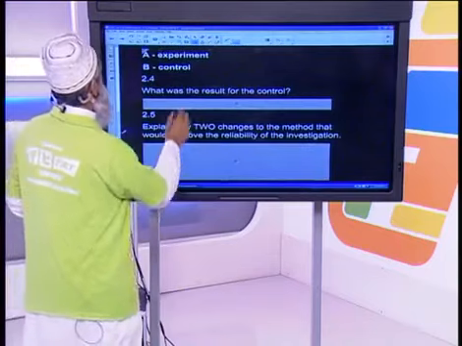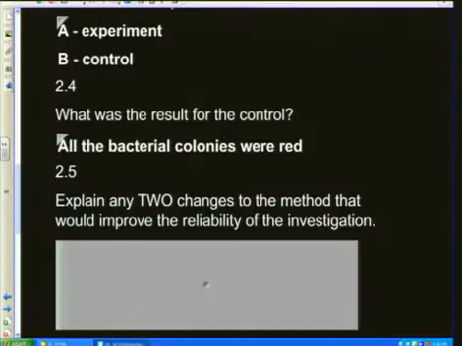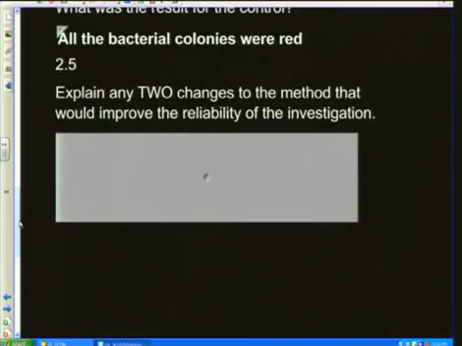What was the result for the control? All the bacterial colonies were red, and that you're getting from the text, guys. You don't have to be a rocket scientist to know that. It's in the text. Explain any two changes to the method that would improve the reliability. Here's another skill we have to learn today. Good, I'm glad we've added another skill here, reliability.